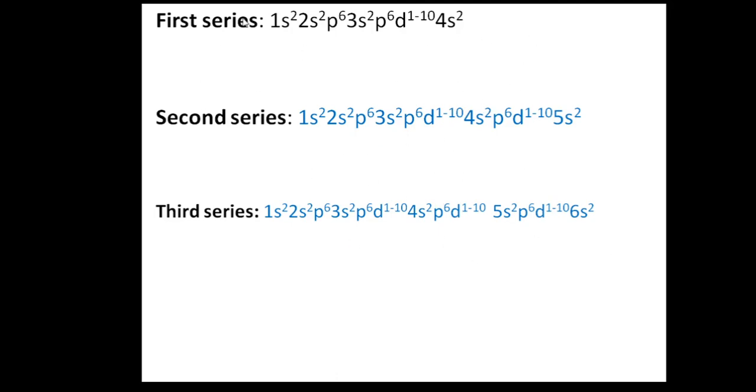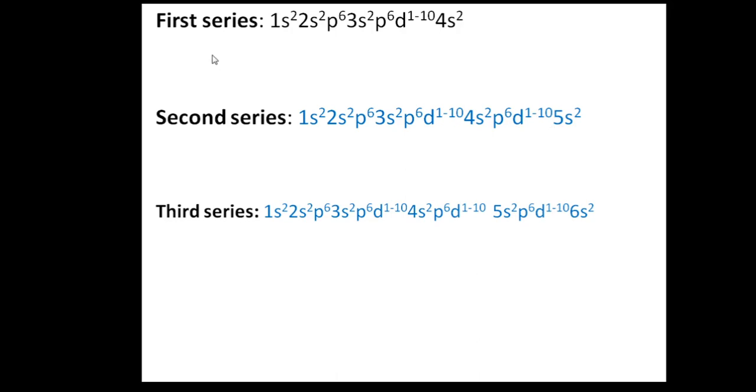In the first, second and third transition series, the important main focus is the d orbitals. Here you can see, students, in the first series the d orbital gets filled from 1 to 10 with 4s2. Here in the second, d 1 to 10 with 5s2, and in the third series, d 1 to 10 with 6s2. All the changes can be observed in the d orbital when the electrons start filling.